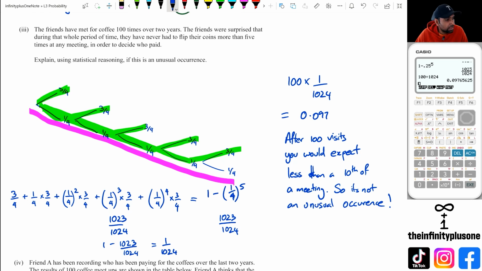Unusual. Cool. So grades wise, if I'm correct, probability is P, 1 flip or 2 flips isn't achieved. So somewhere here you could potentially get an achieved. Correct calculated probability calculated for more than 5 flips. More than 5 flips. Yep, so that's going to be the 1 over 1024. For excellence, you've got to get the 0.097 and then the statement as well, and that should give you an excellence for this question.